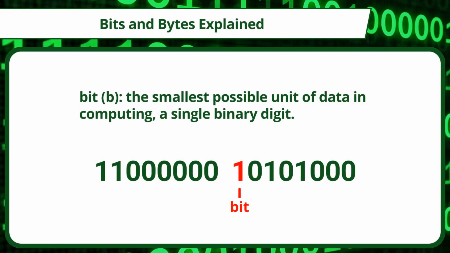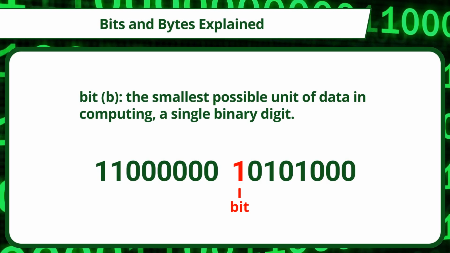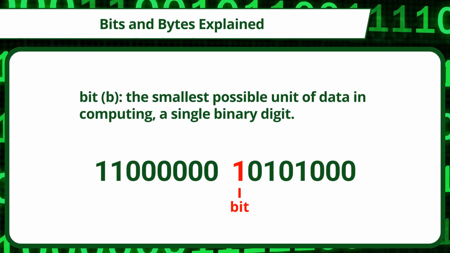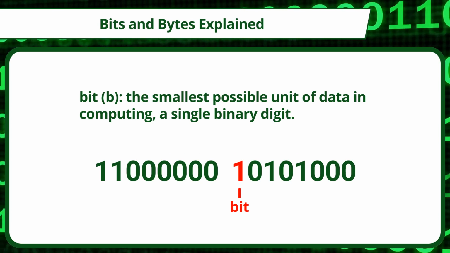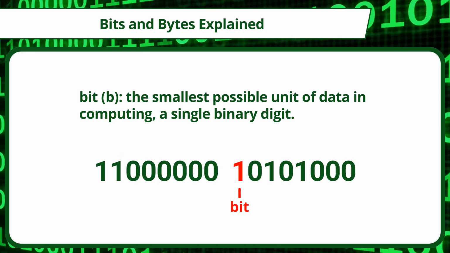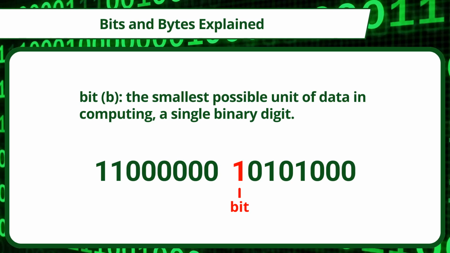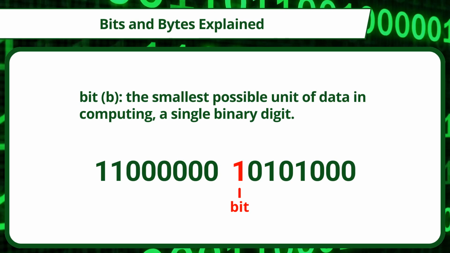If binary is the language of computers, then bits and bytes are the letters and words that make up everything they say. A bit is the smallest possible unit of data in computing. It's just a single binary digit, either a 0 or a 1. One little bit can only hold one little piece of information. Alone, a bit doesn't seem like much, but when you start putting them together, things get interesting fast.